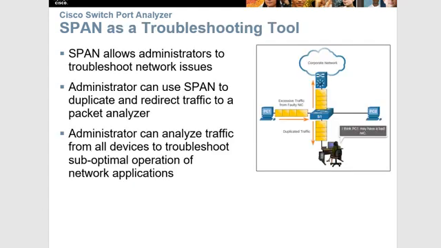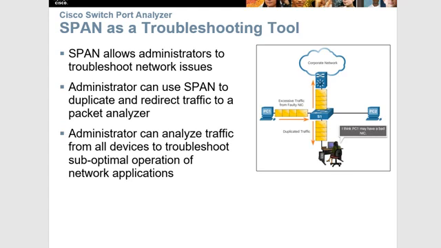And what does this allow you to do? It allows administrators to troubleshoot network issues. You use SPAN to duplicate and redirect traffic to a packet analyzer. That's what we're doing. That's the purpose. Administrators can analyze traffic from all devices to troubleshoot suboptimal operations of network applications. All right, so that's about that. I think that's it. That is it.